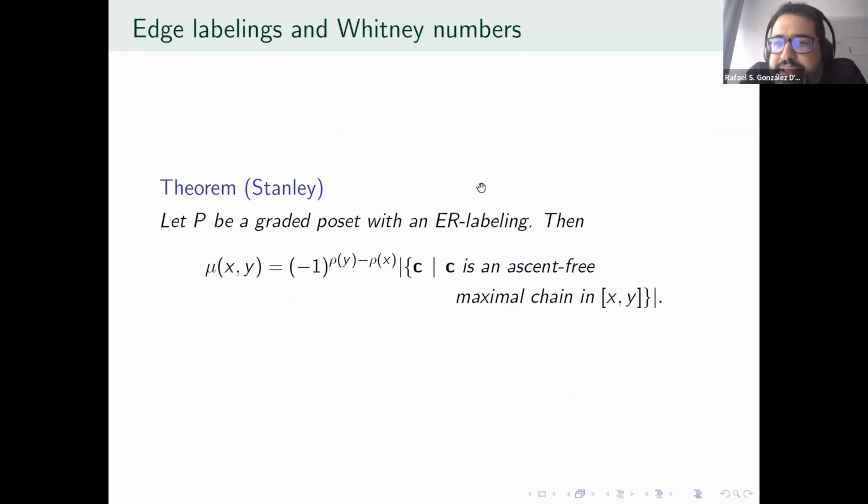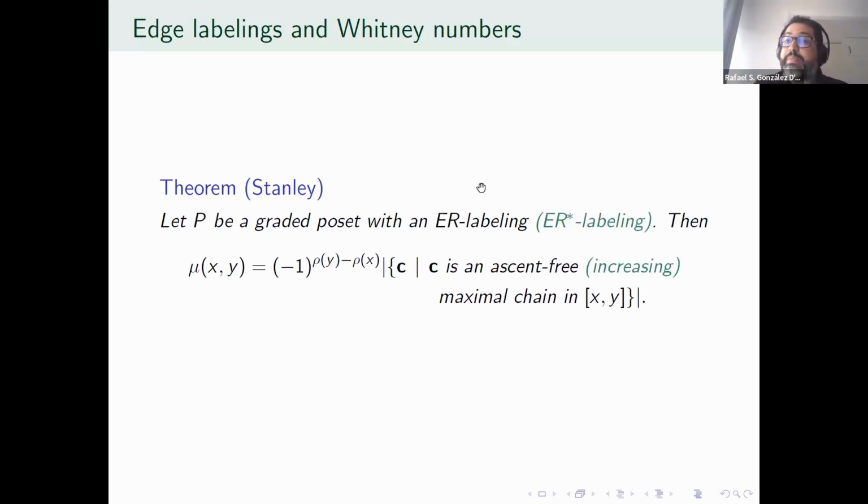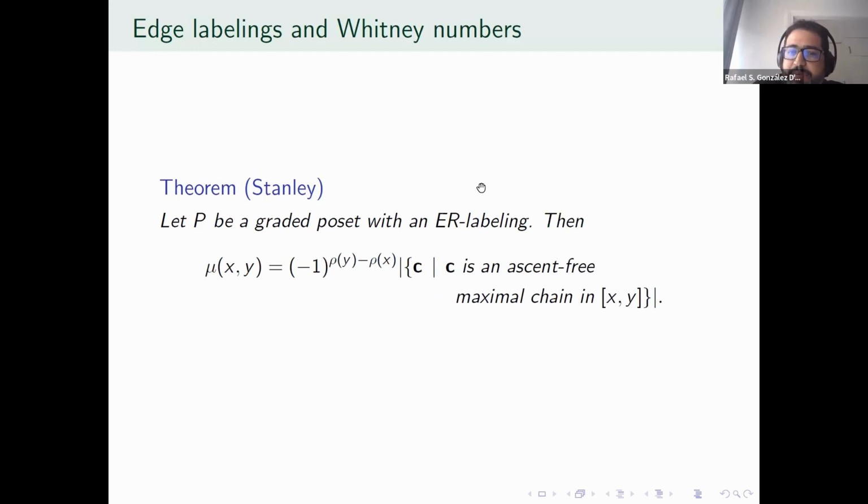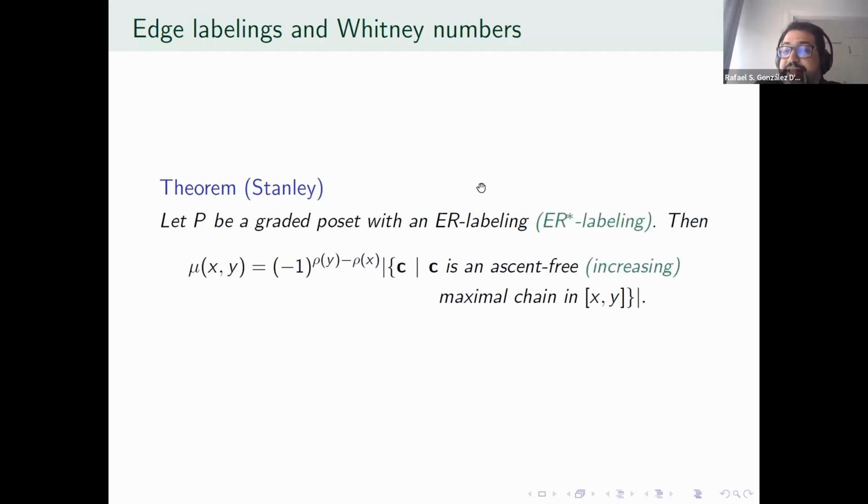And Stanley related these types of labelings with the computation of the Möbius values. In particular, if you have an ER labeling, the way to compute the Möbius value is to count non-increasing chains. And the same proof of this theorem works to say what happens if you have an ER star labeling. Then the Möbius values are given by the increasing chains. So there is a certain duality between increasing and non-increasing chains. If you have an ER labeling, the Möbius values are the non-increasing chains. And if you have an ER star labeling, the Möbius values are given by the increasing chains.